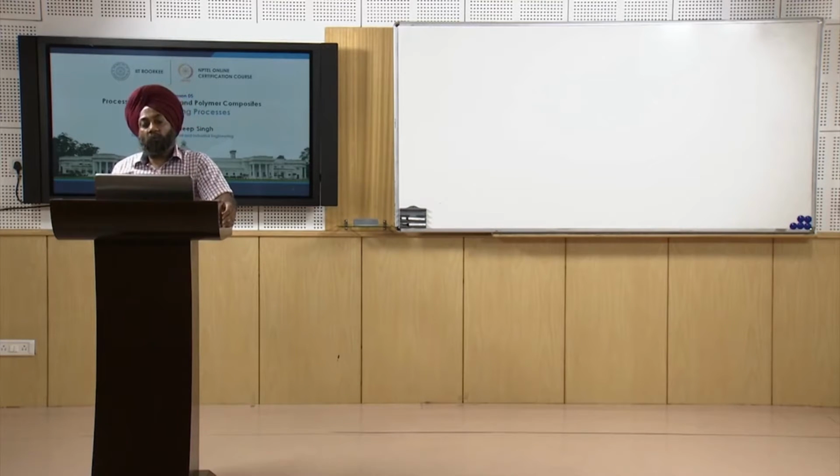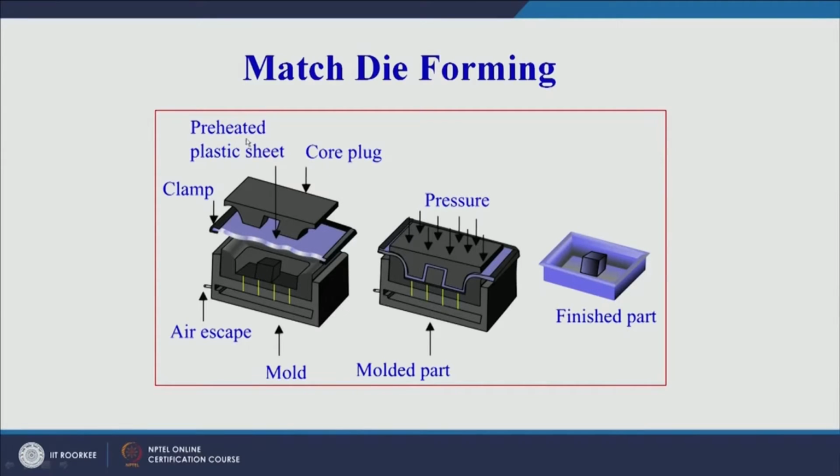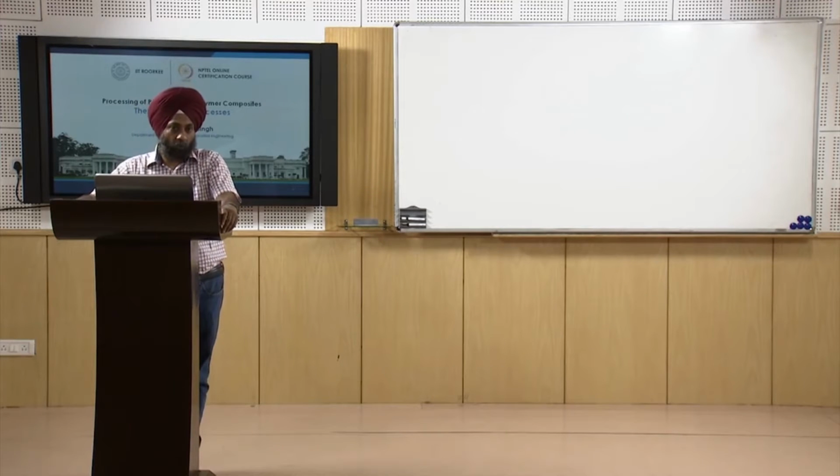In the matched die forming process, let us first see the diagram properly. We have a preheated plastic sheet. So in this case also we will have a preheated plastic sheet. You can see the sheet here, again the sky blue color sheet. Then there is a clamping unit. There is a core plug. Now the core plug is different from the first two processes. In case of vacuum forming, we had a heating arrangement on top of the sheet. In case of pressure forming, we had a pressure box on top of the sheet. Now in case of matched die forming, we have a core plug on top of the sheet.